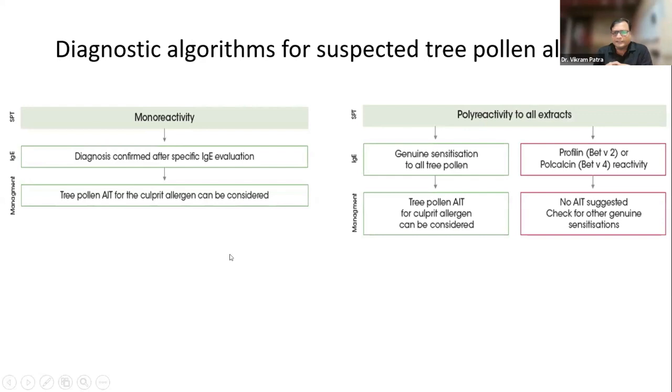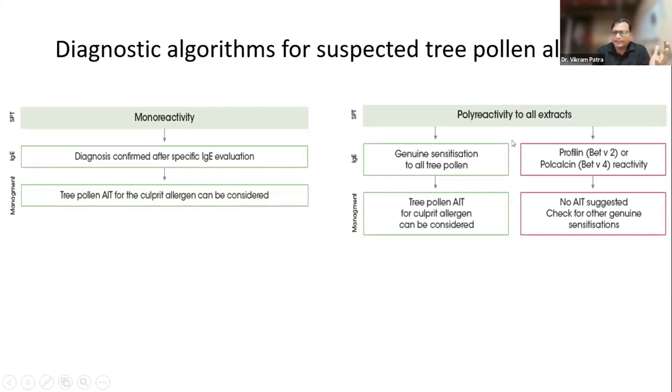But if there is polyreactivity to all extracts on skin prick test, then we have to go for the components. And if there is genuine sensitization to all tree pollens, then we have to revisit the history, the pollination, the symptoms correlating with the pollination, and then we have to go for specific tree pollen AIT for the culprit allergen.